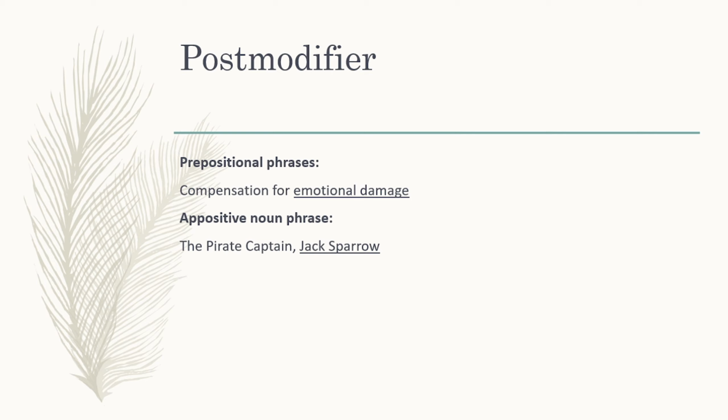Okay, let's move on to post-modifier. There are prepositional phrases as modifier, for example, like this, compensation for emotional damage. For emotional damage is a prepositional phrase, so it can be used as a post-modifier. And then an appositive noun phrase. So, for example, like this, the pirate captain Jack Sparrow. So those can be used as post-modifier.